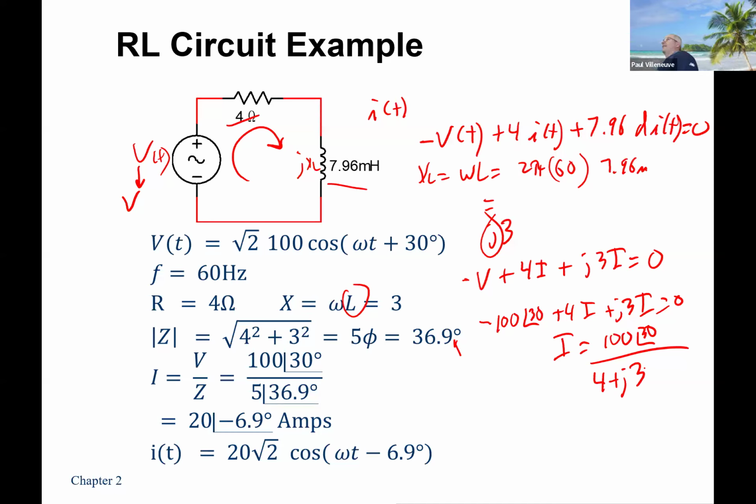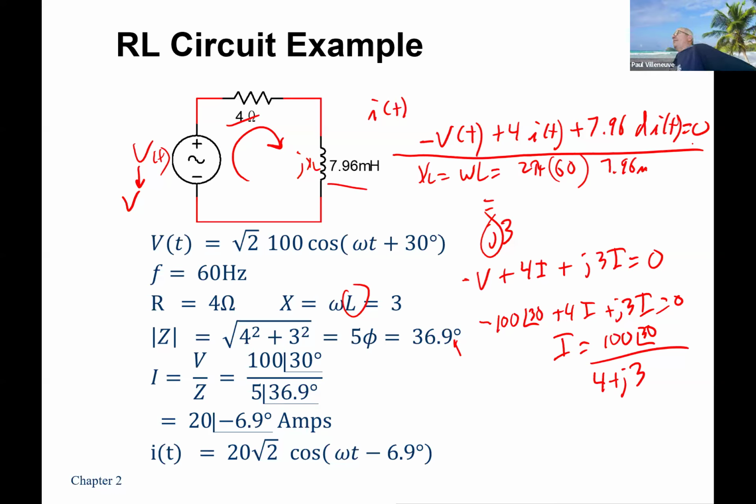Make sense? Yes, sir. Sorry, I think I missed where we got the first equation, the negative DMT plus. Right here? Yeah. It's just a differential equation. We applied KVL in the time domain. We wrote a differential equation to do the loop equation all around the circuit.